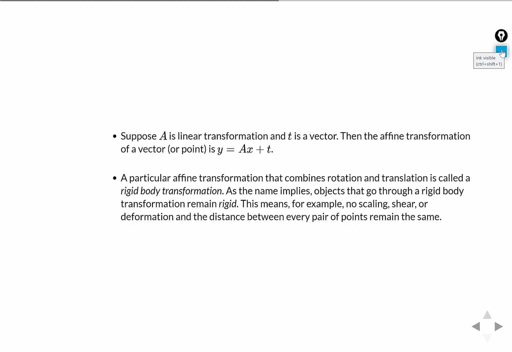A particular affine transformation that combines rotation and translation is called rigid body transformation. A rigid body transformation preserves the distance between any pair of points in the object.